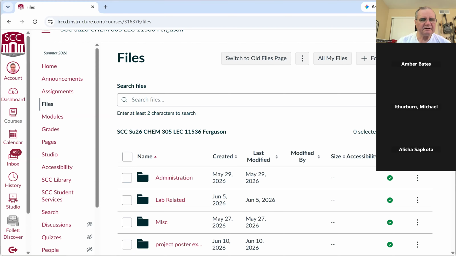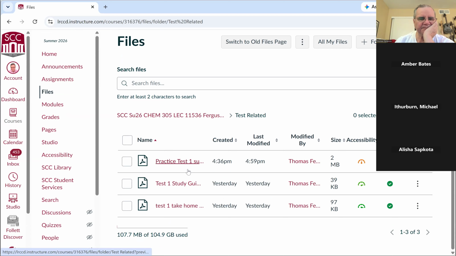Let me show you where it's all located. We go to Files, just related. Here's the practice test I'm going to go over on Monday. Here's the study guide, and here's the take-home problem.